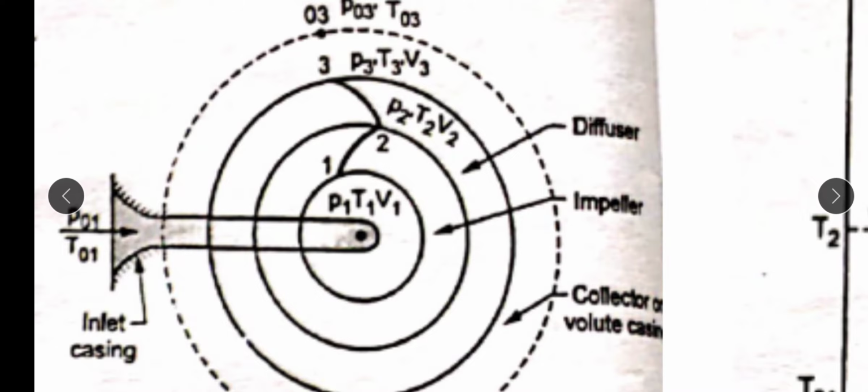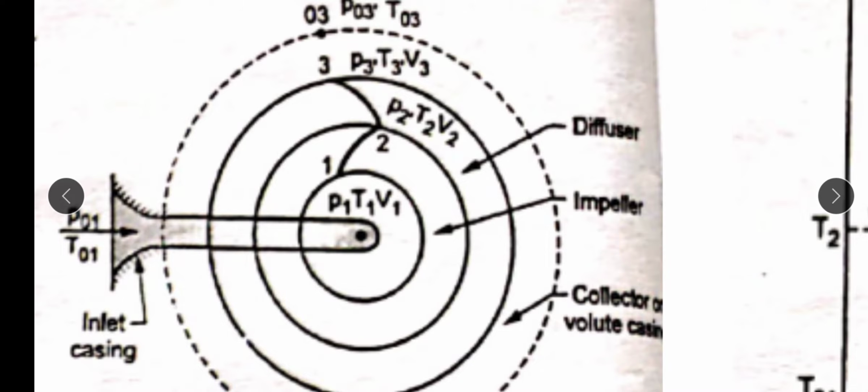Okay, then P1 and T1, or P2 and T2, are the static properties, because at the suction side also the air has a certain velocity, and at the outlet of the impeller there is also a velocity. Then P3 and T3 are the temperature and pressure at the outlet of the diffuser.